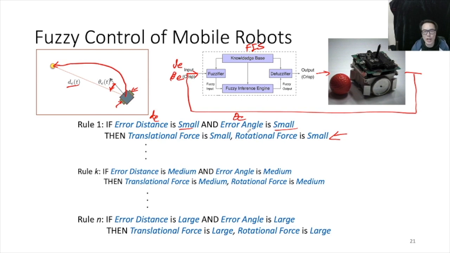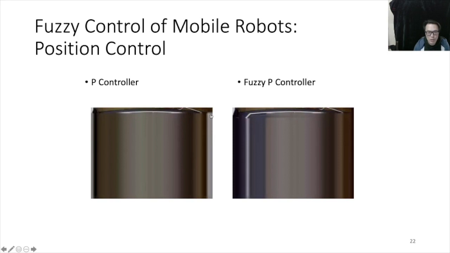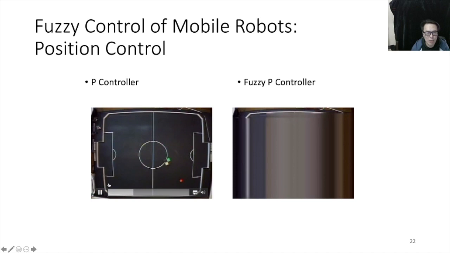Now take a look at this result. This is the fuzzy control of a mobile robot, mainly for position control. Compare the P controller with the fuzzy P controller. The source point is at this corner, and you will see that we start from this point and apply the control signal very quickly in the beginning, but when we get close to the target point, the speed becomes very low. It is because with one single linear controller, we cannot consider all scenarios in terms of error distance and error angle.